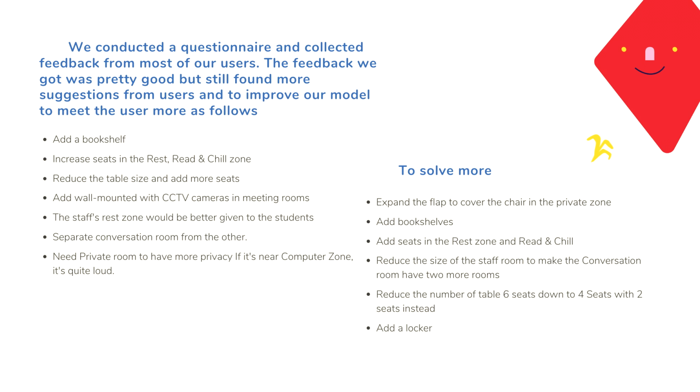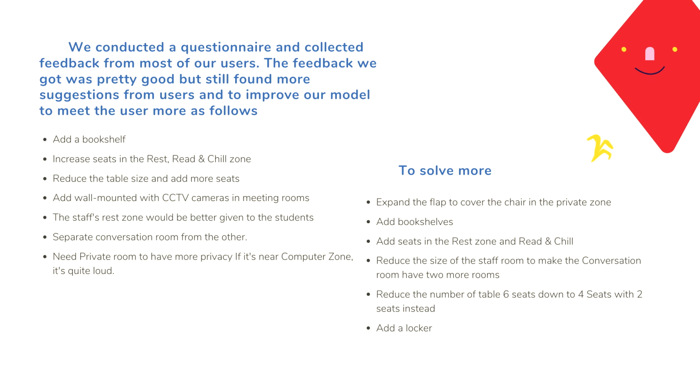Here are some suggestions that we got. Adding more bookshelves, increasing them in the rest and read and chill zones, reducing the table size and adding more seats, adding wall mounts with CCTV cameras in meeting rooms. The staff rest zone would be better given to the students. Separate the conversation room for more. Need private seats to have more privacy. If it's near the computer zone, it's quite loud.